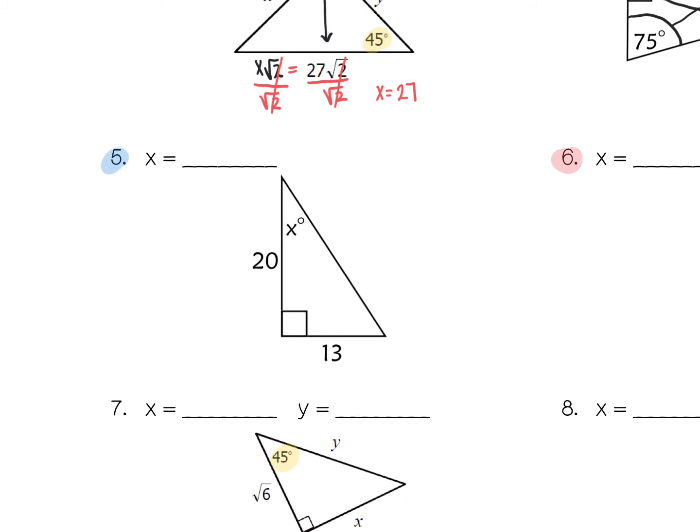Number 5 is also a trig problem, so it starts off the same way. Mark your angle and start labeling. Across from our angle is O. Across from the right angle is the hypotenuse. The third side we label as adjacent. Since there's nothing on our hypotenuse, I can go ahead and disregard that.